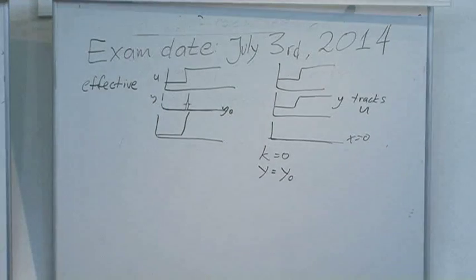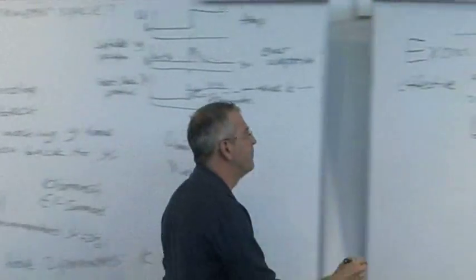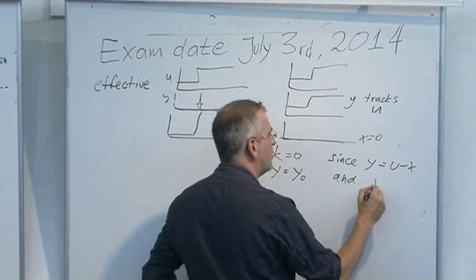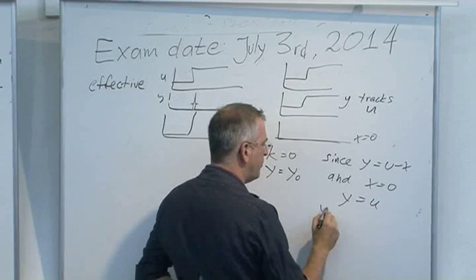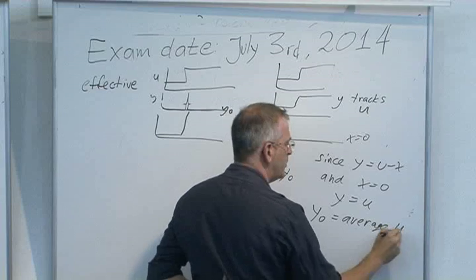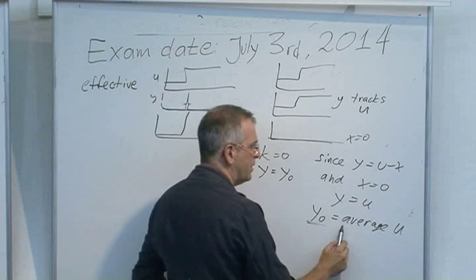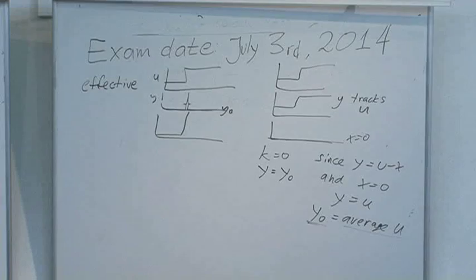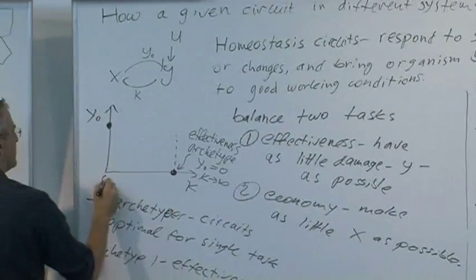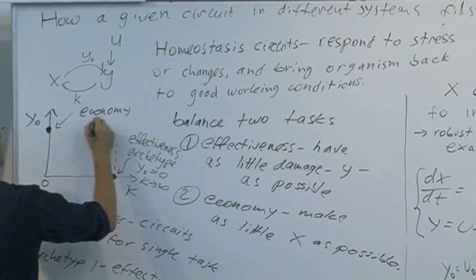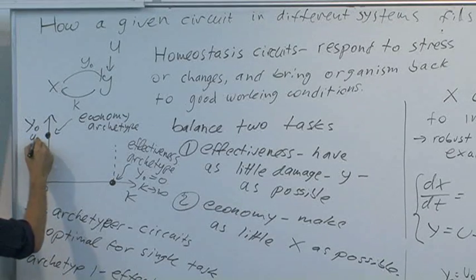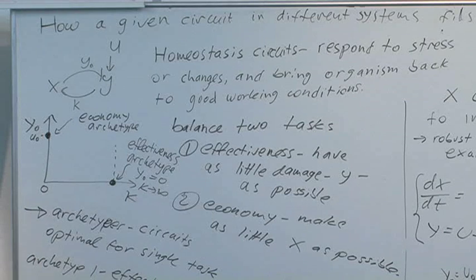In fact, this is a little bit subtle point here, but since y equals u minus x, according to the equation over there, and we want x equals 0 here, then y equals u, and therefore the steady state is the average u. So the steady state effectively in that circuit is just the average temperature in our units of temperature equals unfolded proteins. So the economy archetype is here. K equals 0, economy. All right? And y0 basically changes with temperature, so y0 is the average unfolded proteins given the temperature.